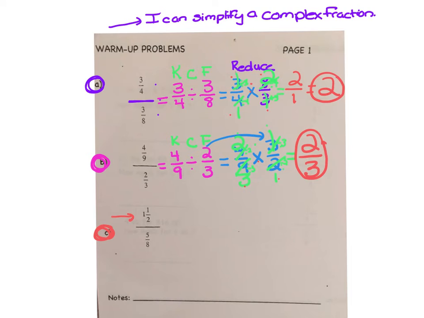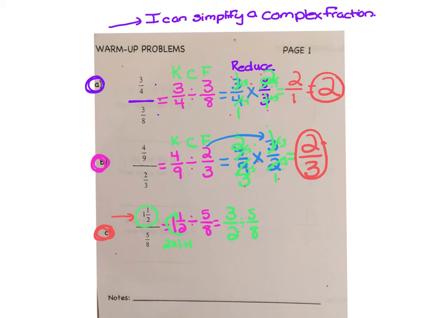Letter C. Once again, rewrite it in a linear fashion. 1 1/2 divided by 5/8. Now, before we keep it, change it, flip it, we have to convert the mixed number 1 1/2 to a pure fraction. Let's go round the world and take 2 times 1 plus 1. 2 times 1 plus 1 gives us 3/2 divided by 5/8.